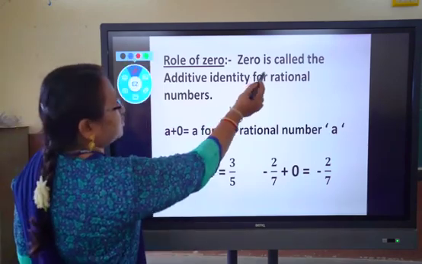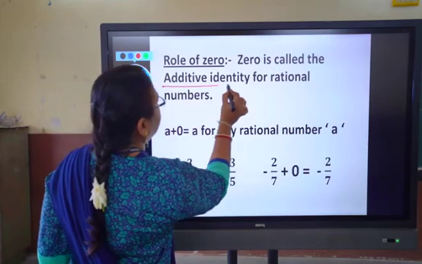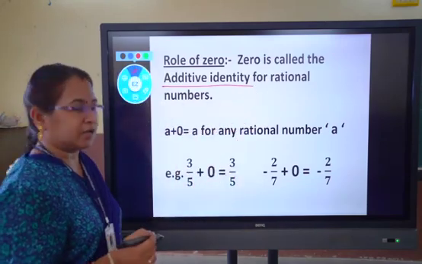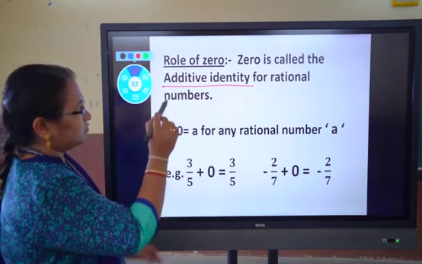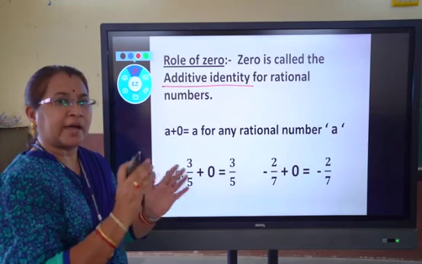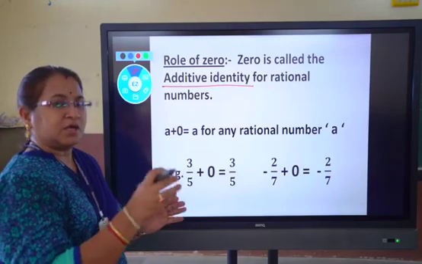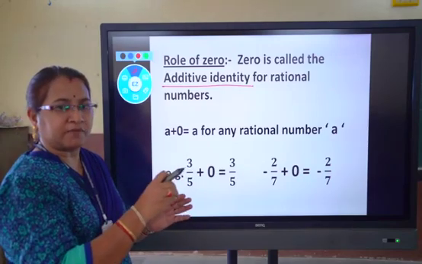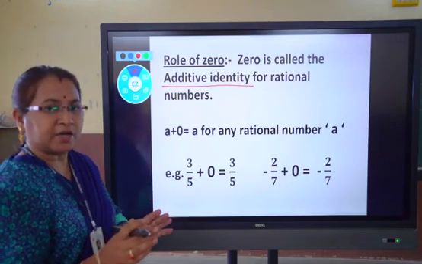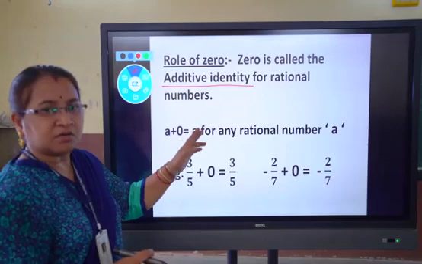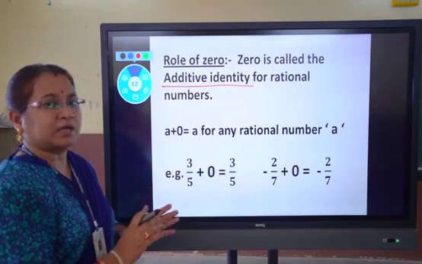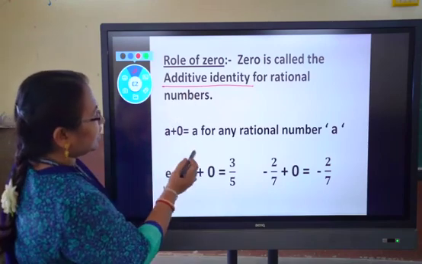So 0 is also called the additive identity for rational numbers. Why is it called additive identity? Additive identity means we have to find such a number which, when added to a number, keeps the number the same. That means any number added with, suppose, the number 5, the answer will remain 5. Only then is that number called the additive identity. And 0 is such a number which, added with any number, gives us the same answer. So 0 is called the additive identity.